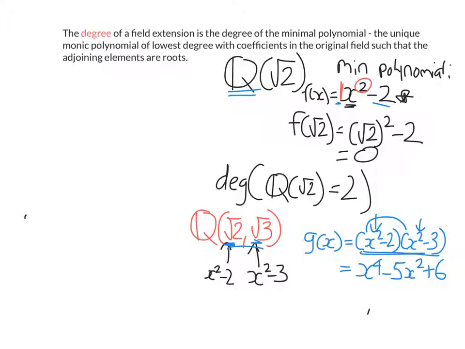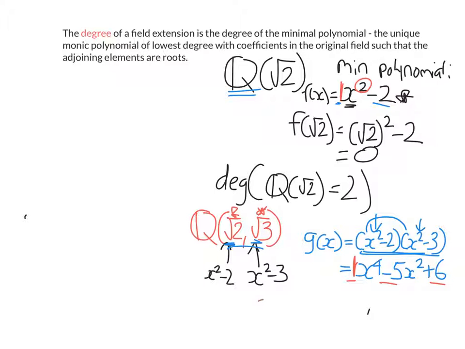Well, note, again, it's monic. The number in front of the highest power of x is 1. All the coefficients, 1, −5, and 6, are rational numbers. And this polynomial turns out to be irreducible. It is the one with the smallest such degree. You cannot find a polynomial of lower degree that will have this and this as a root.